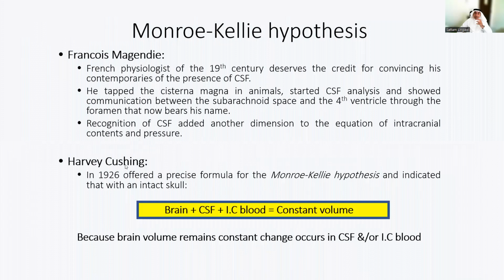Harvey Cushing, the famous neurosurgeon in the early 1900s, formulated the Monro-Kellie hypothesis, stating that brain plus CSF plus the intracranial blood should be a constant volume. Since the brain is constant, the changing factors should be the blood, by the amount flowing in and flowing out, and the CSF, by the dynamic circulation and exchange of CSF between the intraventricular and the subarachnoid spaces through the ventricular foramina.